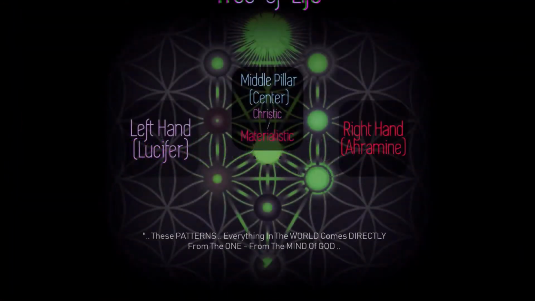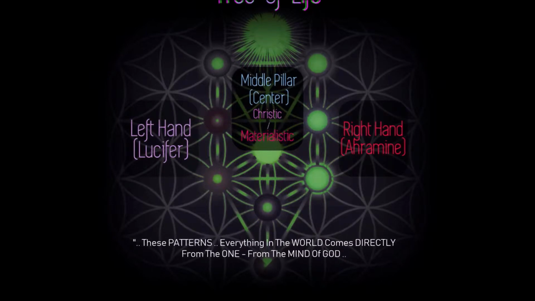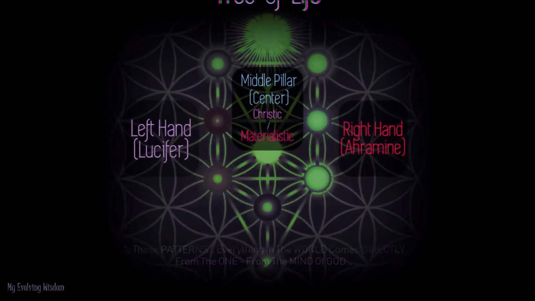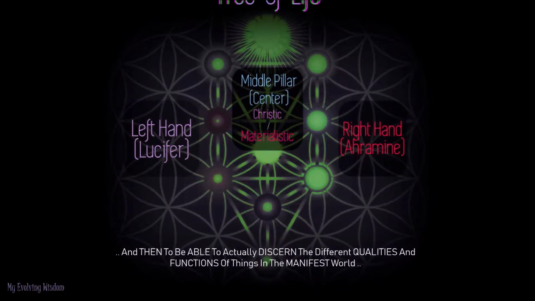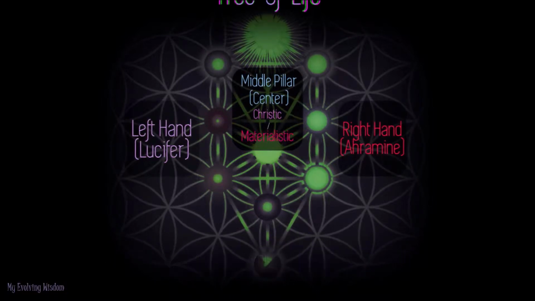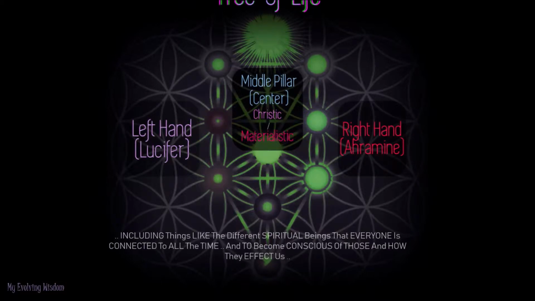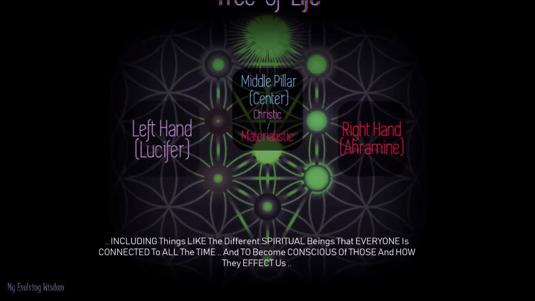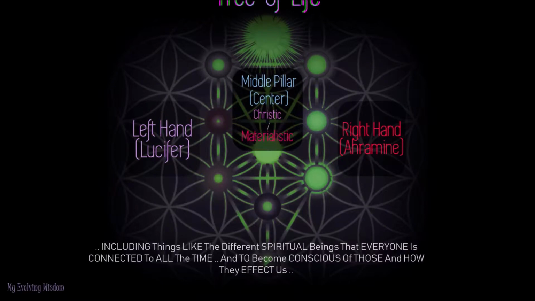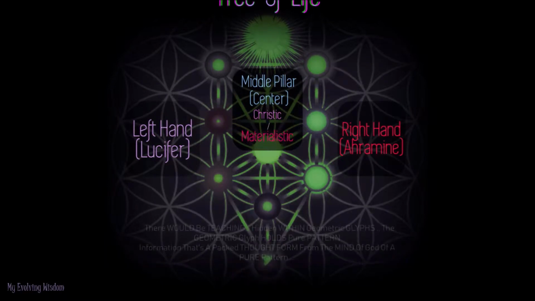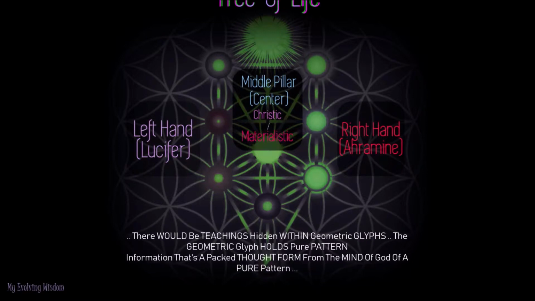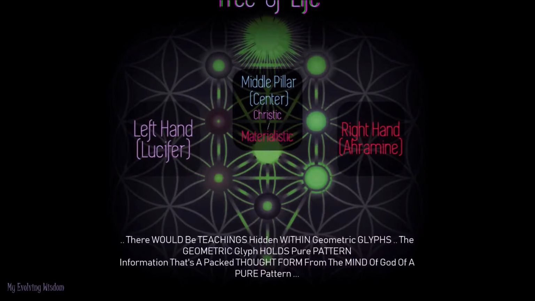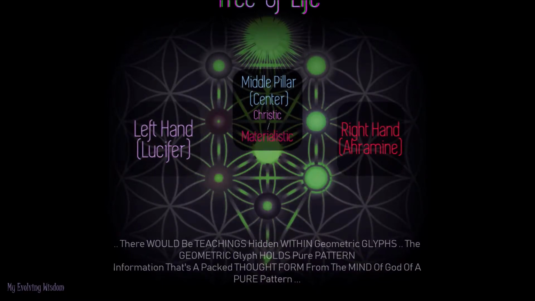These patterns, everything in the world comes directly from the One, from the mind of God. And then to be able to actually discern the different qualities and functions of things in the manifest world, including things like the different spiritual beings that everyone is connected to all the time, and to become conscious of those and how they affect us, there would be teachings hidden within geometric glyphs. Because again, the geometric glyph holds pure pattern information. It's a packed thought form from the mind of God of a pure pattern.